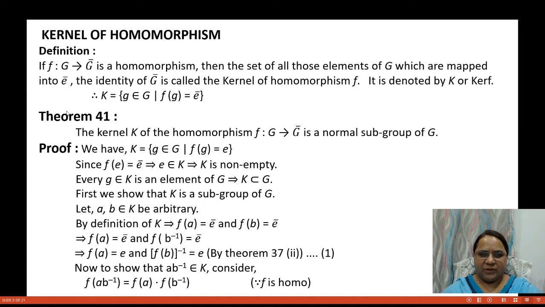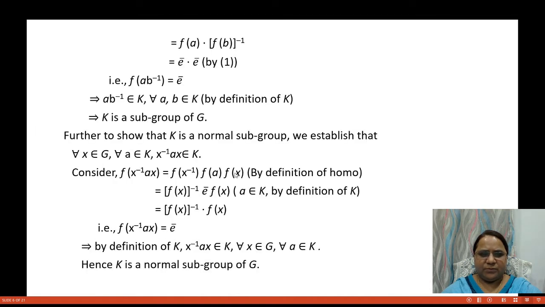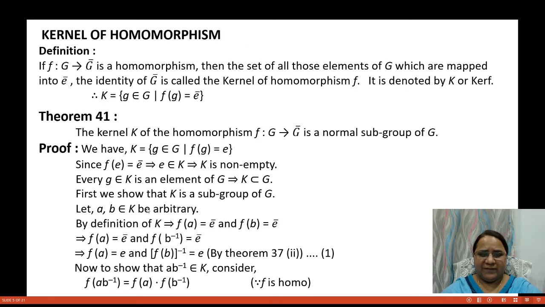Next we have a theorem on that. That is theorem 41: the kernel K of the homomorphism f from G to G bar is a normal subgroup. As you know, to prove that it is a normal subgroup, we need to prove that x inverse a x must belong to K. So you have to arrive at the result.